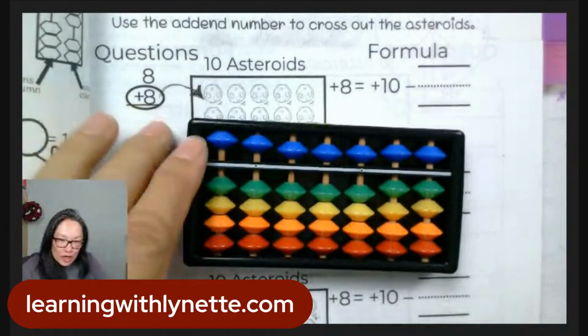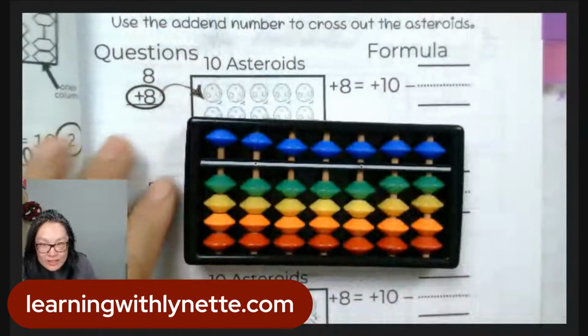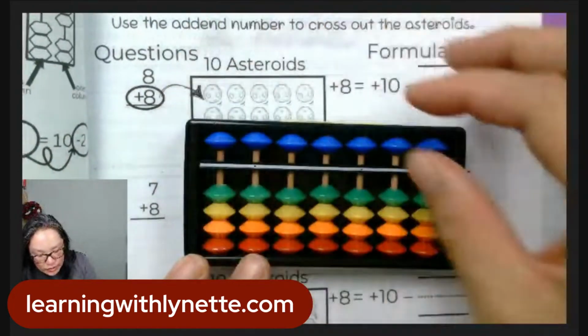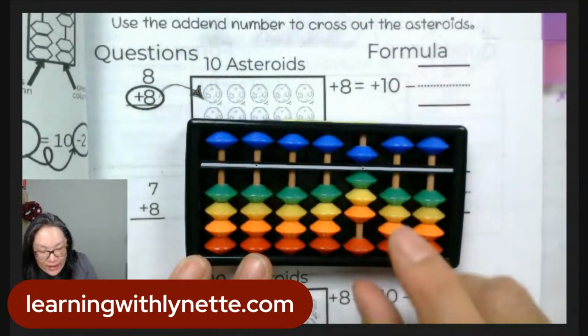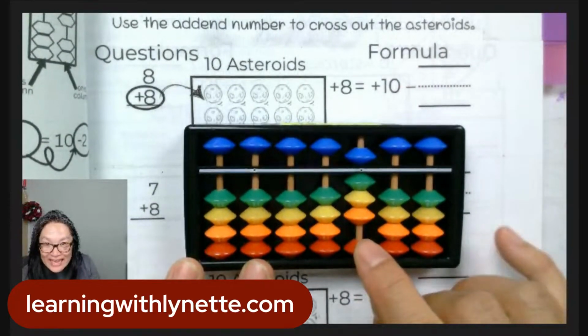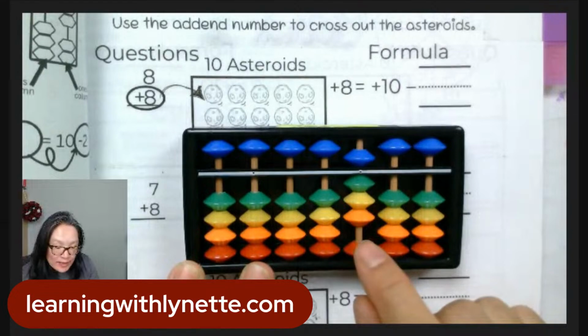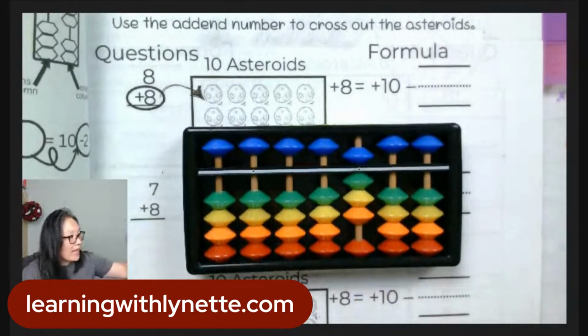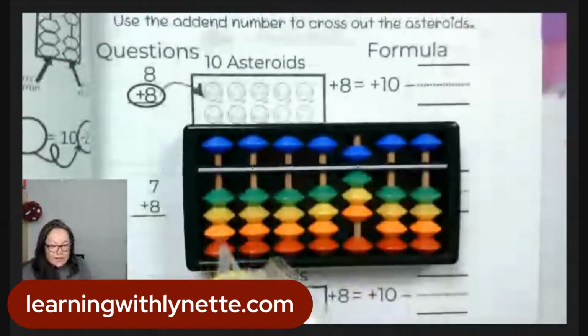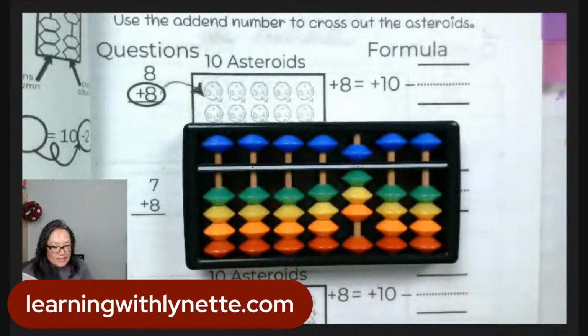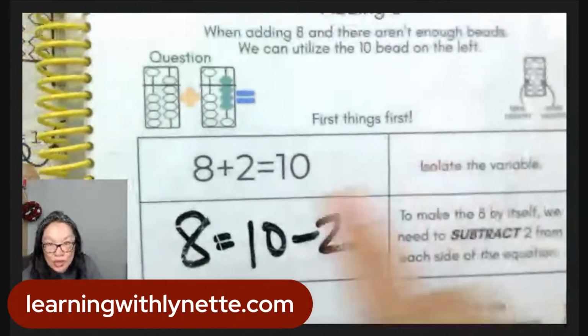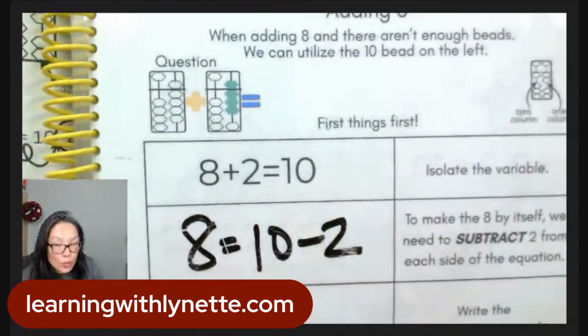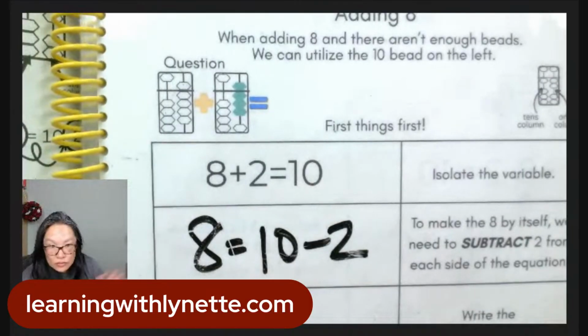So thank you, Carter. But what we're going to do is use the abacus when we do it. So why are we going to do it? Because I need to show you that we don't have any more beads to add the 8. So if we don't have enough beads to add the 8, we know that we have this concept. This concept is plus the 8, plus 2 equals plus 10.